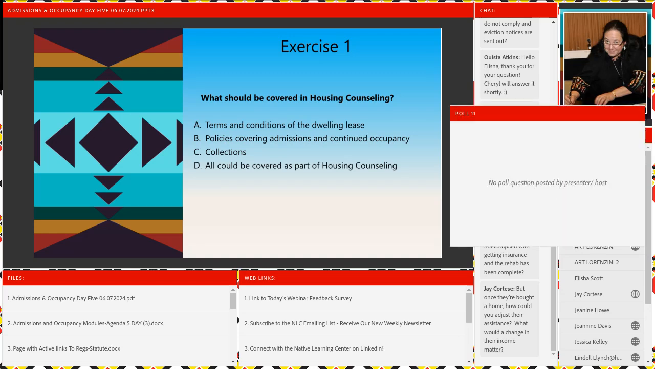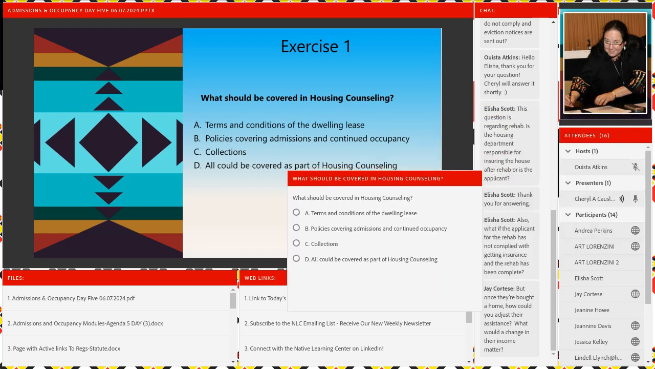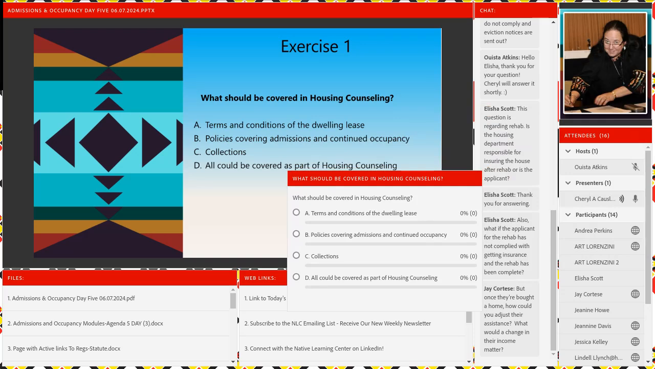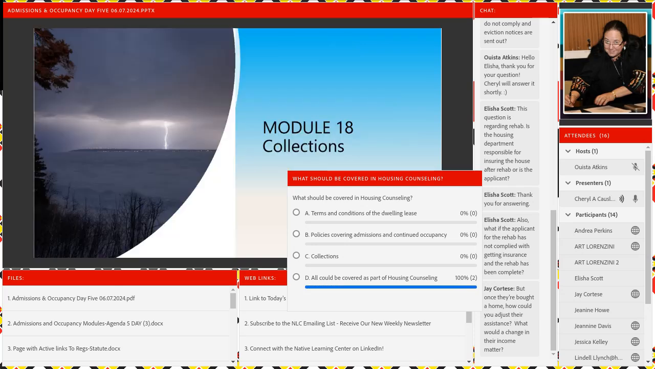Okay, this exercise, what should be covered in housing counseling? I'm just going to go through it. You don't need to answer. Terms and conditions of the dwelling lease, policies covered in admissions and continued occupancy, collections are all could be covered. All could be covered. At least I'm going through them quick is what I'm doing.